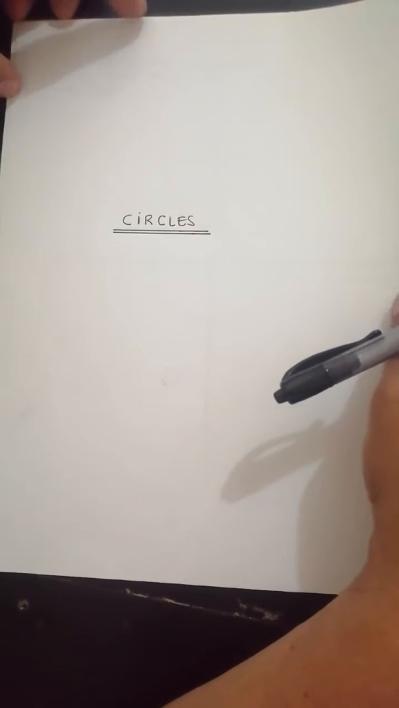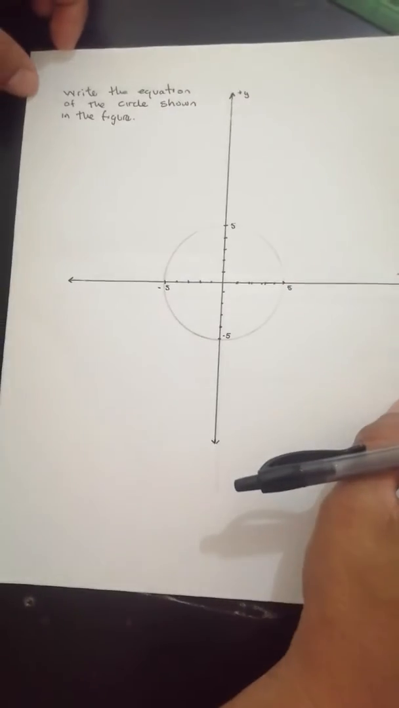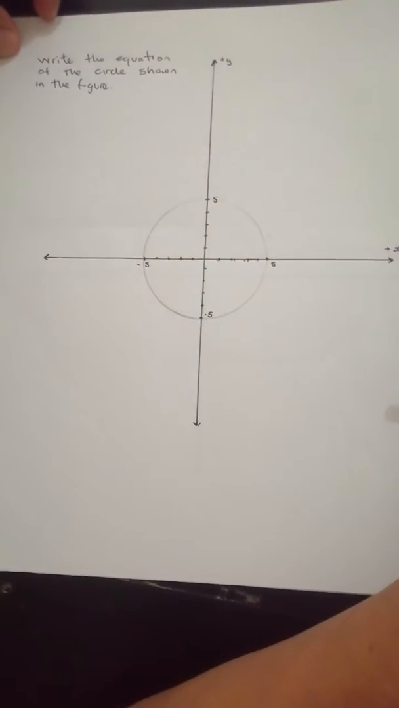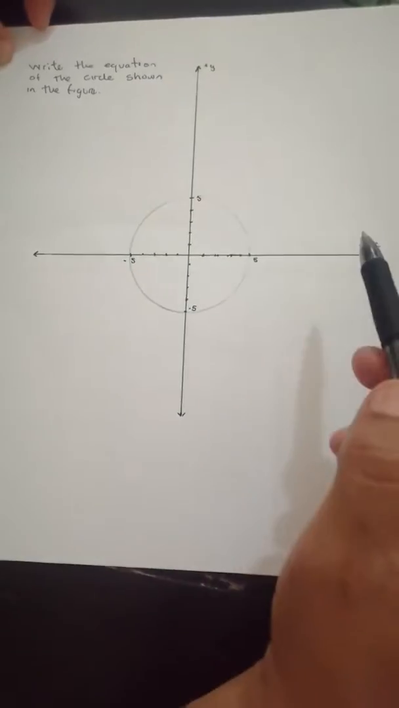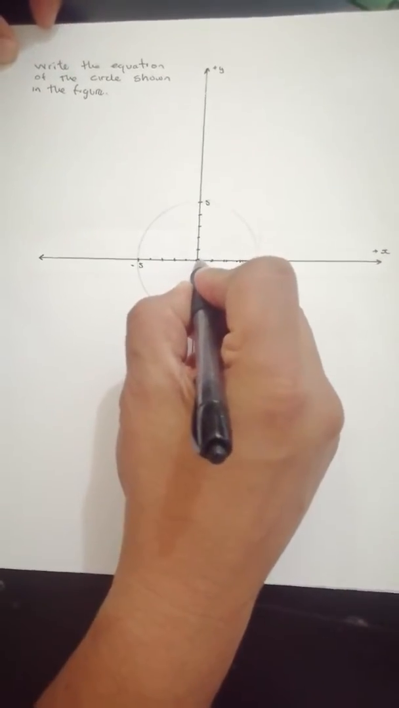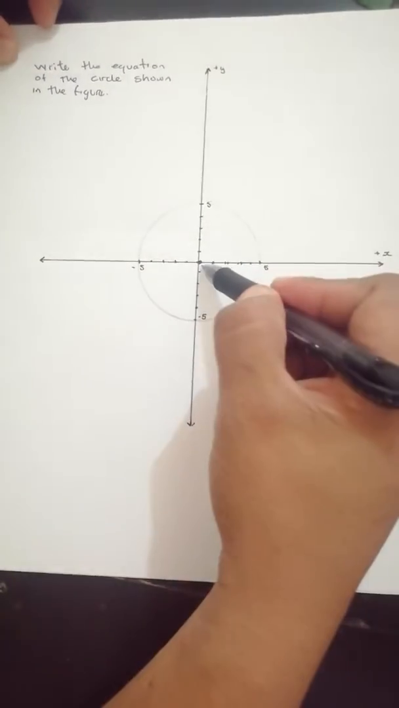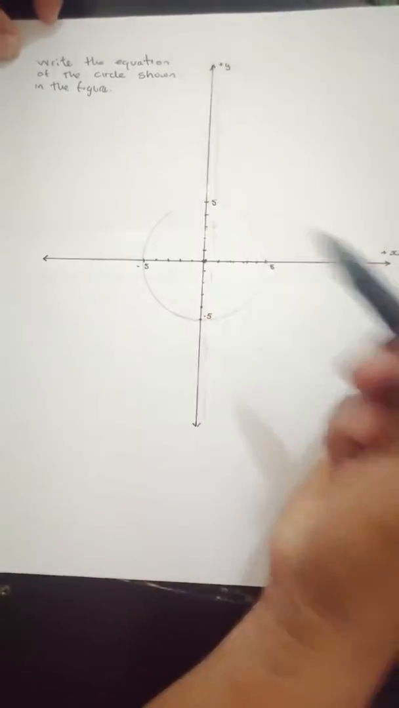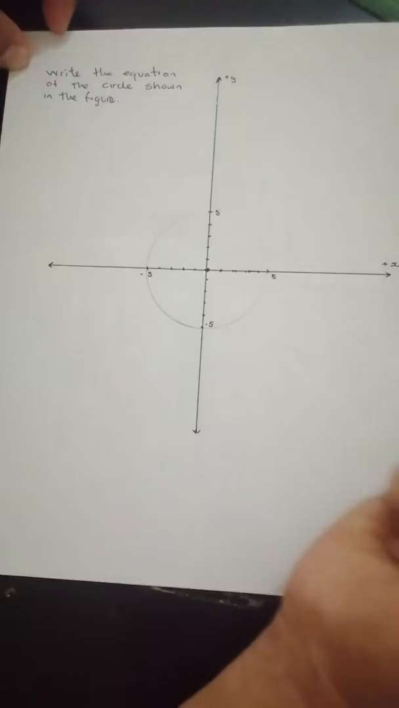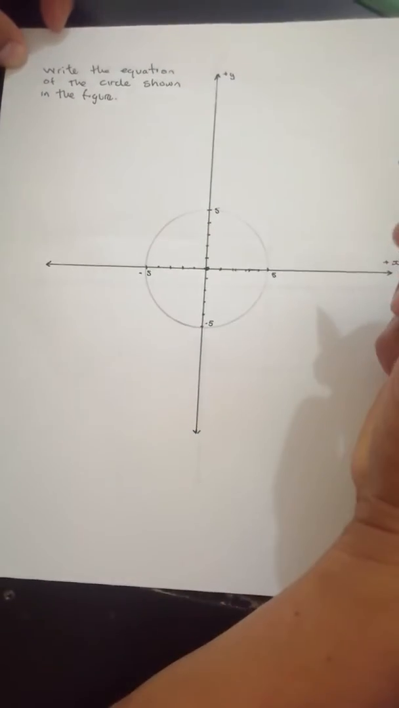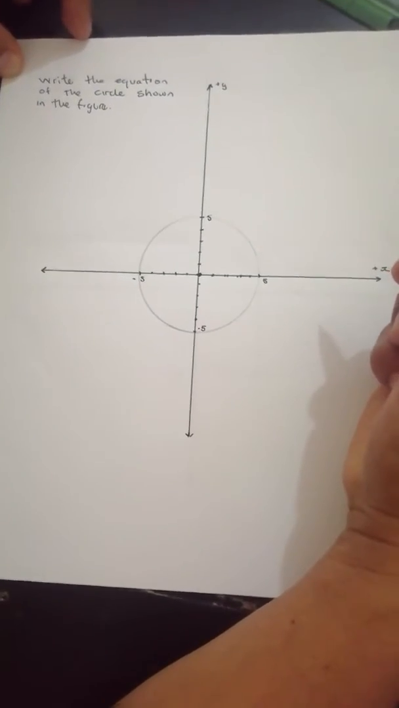Okay, in this second lesson of conic sections, we're going to see everything about circles. In this first example, they asked me to write the equation of the circle shown in the figure. If I observe the figure, the center of the circle is at the origin, and it goes 5 units up, 5 to the right, 5 to the left, and 5 down, meaning that the radius of this circle is 5.